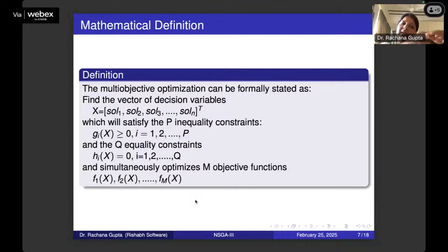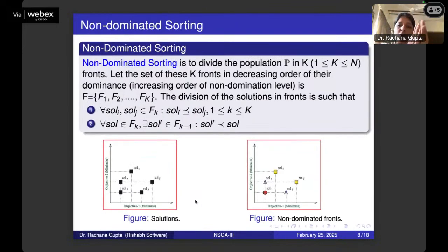Now here you can see that X is nothing but a solution set. We have some constraints, and F1 to Fm are the objective functions. M is the total number of objective functions. Okay, now this is a non-dominating sorting method.